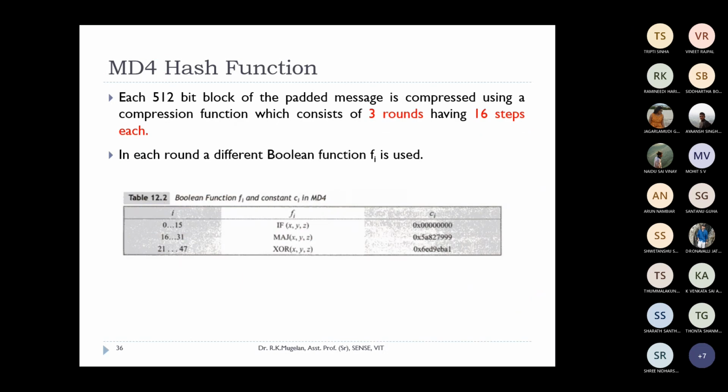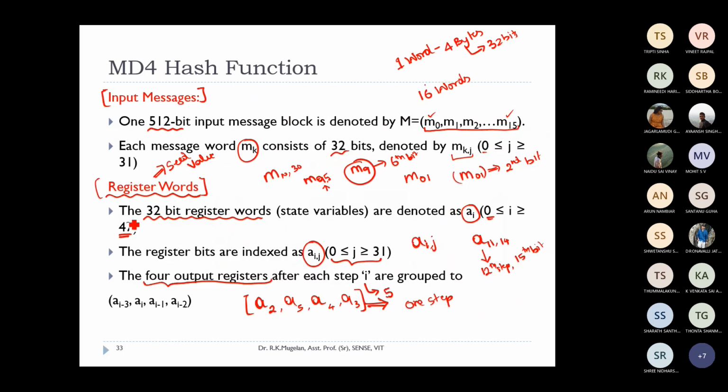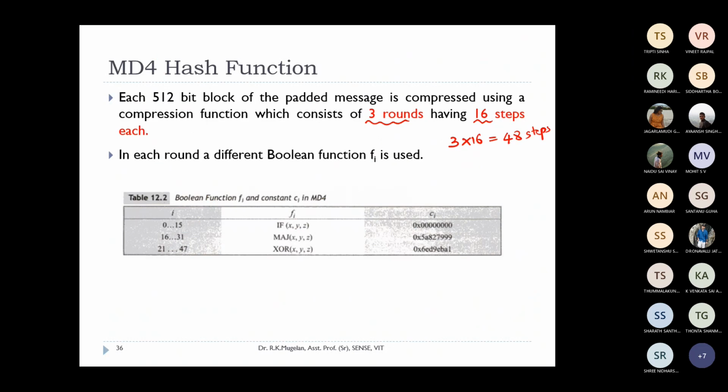As I said, this 512-bit block of padded message is going to be compressed to a fixed length at last. This 512-bit compression is going to happen in 3 rounds, and each round is going to be made of 16 steps. That's why 3 into 16, I'm going to have 48 steps. This is the part I just said, how each and every word is going to be manipulated here, from 0 to 47. And as I said, for each round, a different Boolean function will be used.